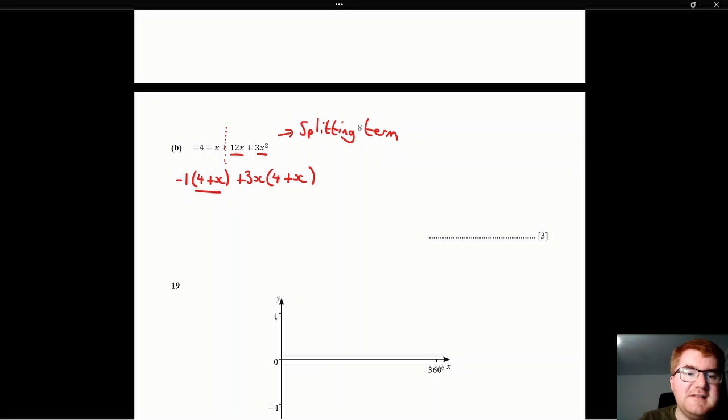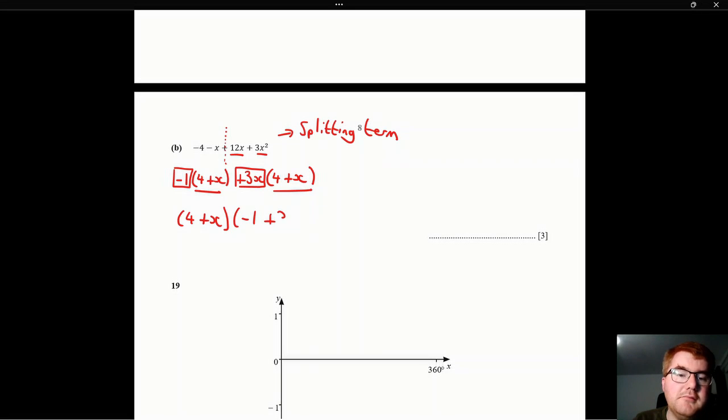We have the brackets the same. So now the factorizing is really easy. We have a 4 plus x. Whatever's left over, so the minus 1 and the plus 3x, we just put into the other bracket.